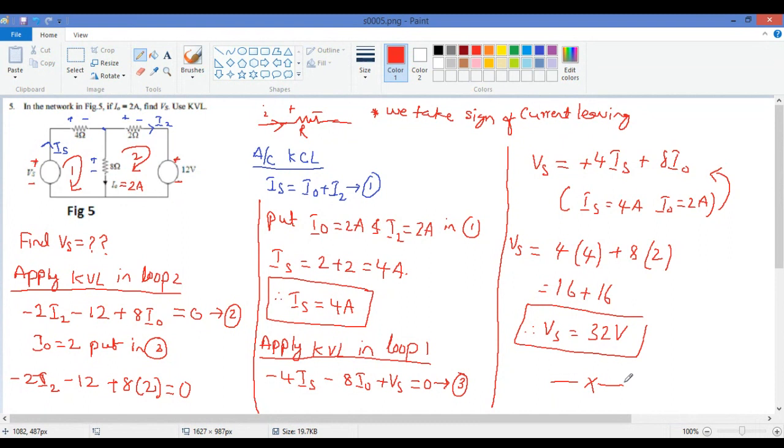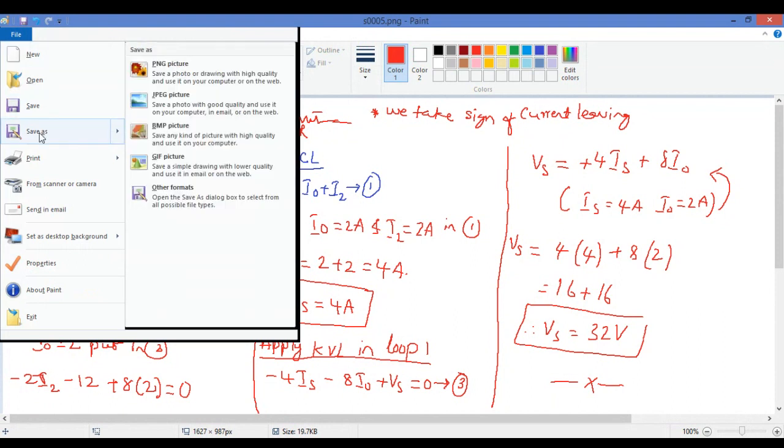So any questions, all of you, in this problem? Do you have any question? Is it clear? That's great. Thanks for your response. So let's go for the next problem.